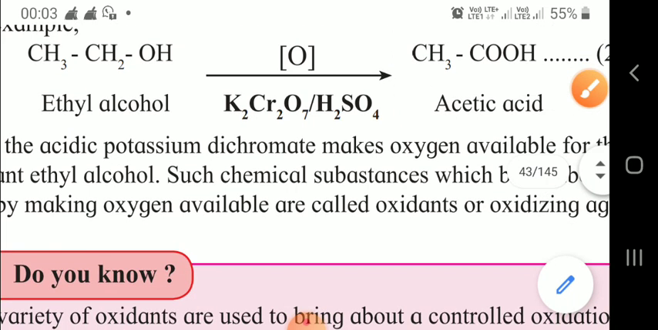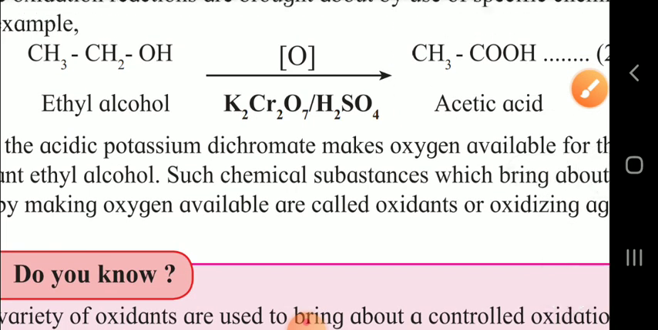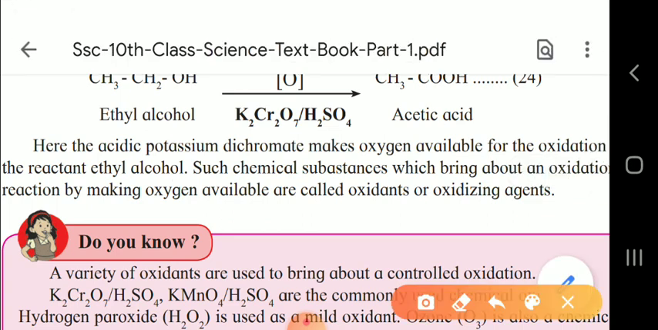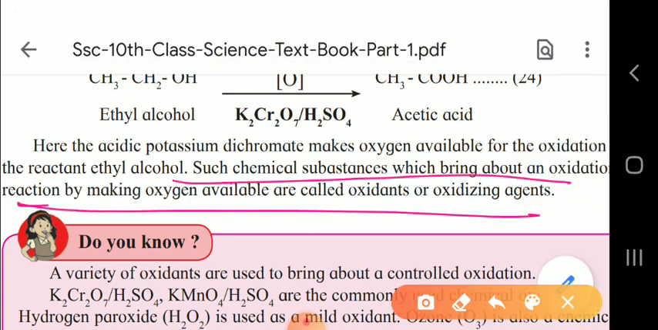Now see the reaction. The acidic potassium dichromate makes oxygen available for the oxidation of the reactant ethyl alcohol. Such chemical substances which bring about an oxidation reaction by making oxygen available are called oxidant or oxidizing agent. So this point you have to underline, children. It is an important point. This is very important. So you have to underline this.